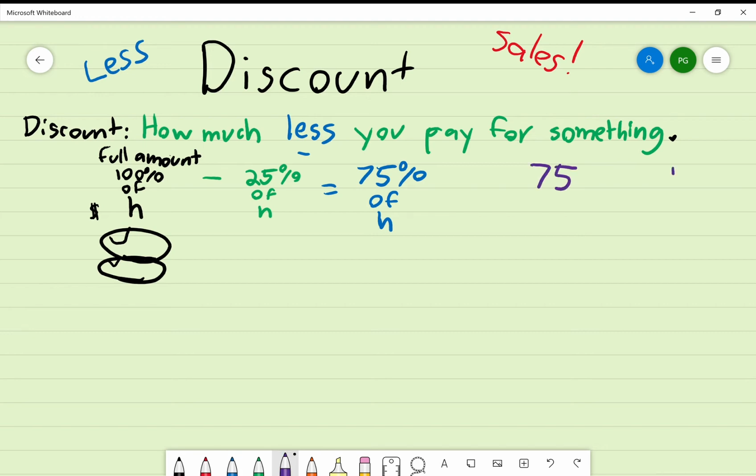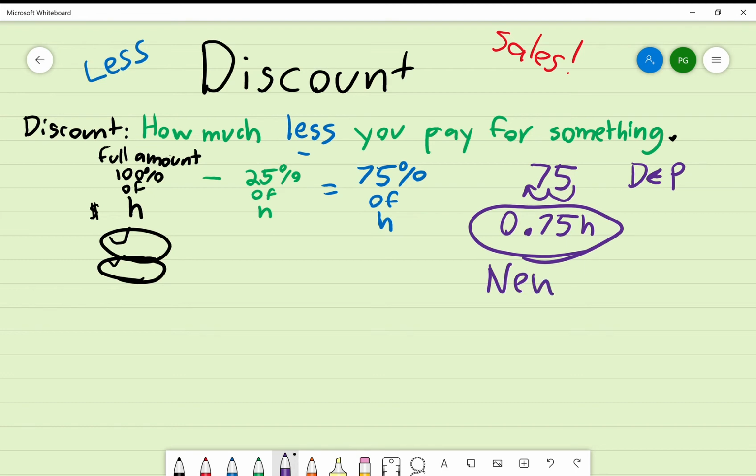Okay, we are going from percent to decimal. So we're going to move 1, 2 to the left. Bring that down and it becomes 0.75 of H. So 0.75 H. You're done. That's the new price that you are paying. Okay, let's do another example.